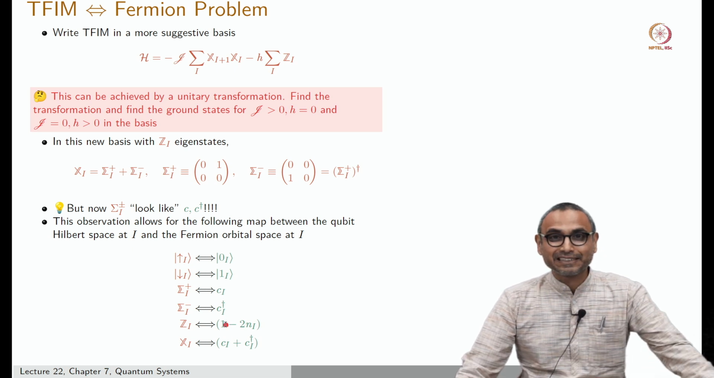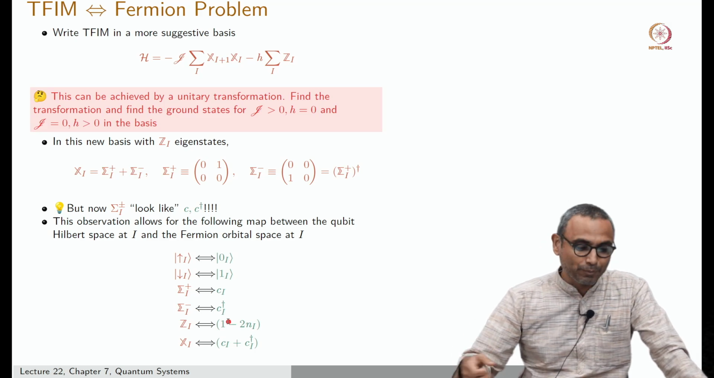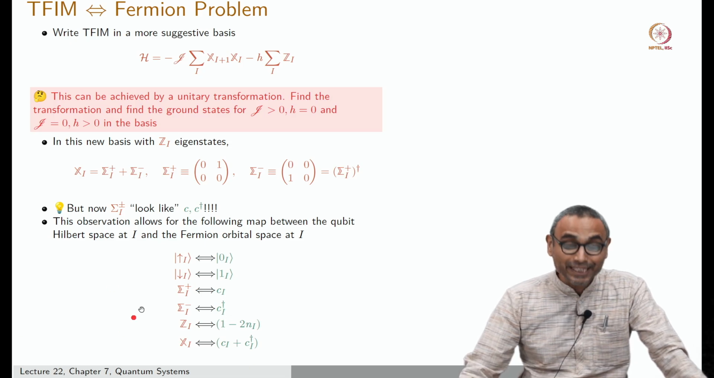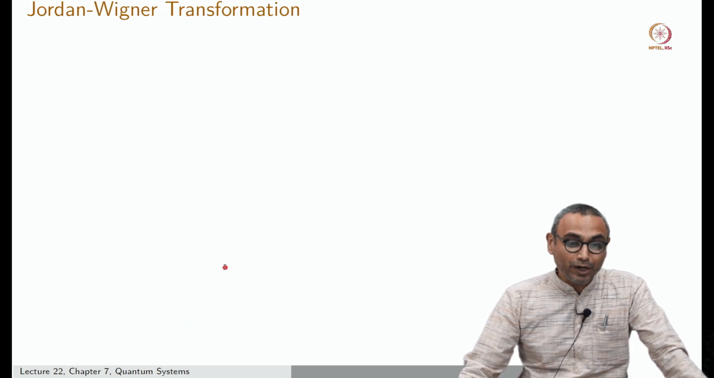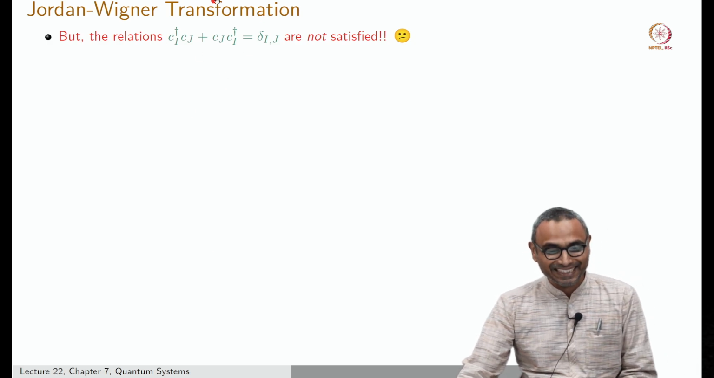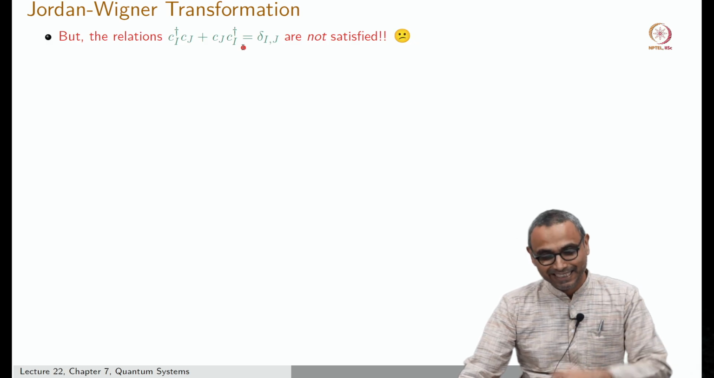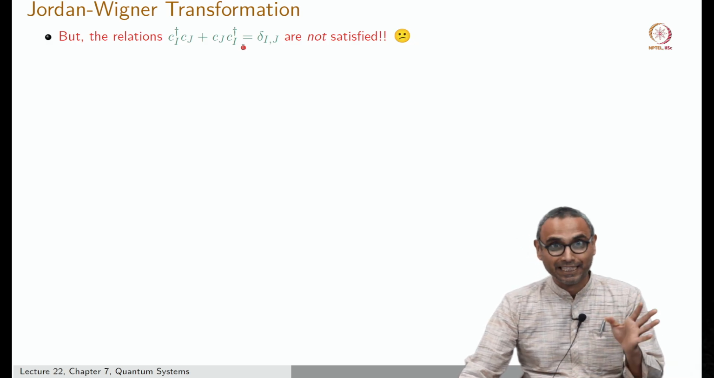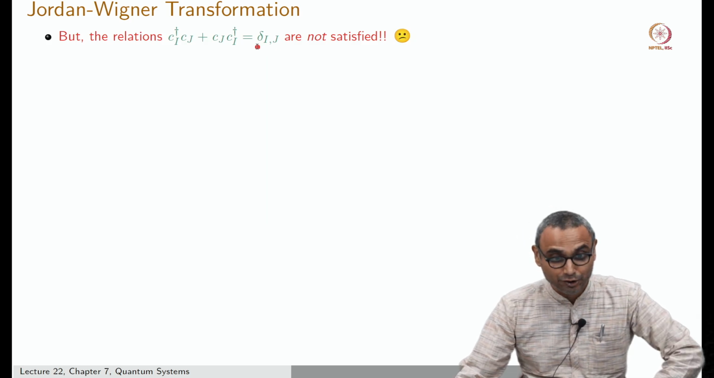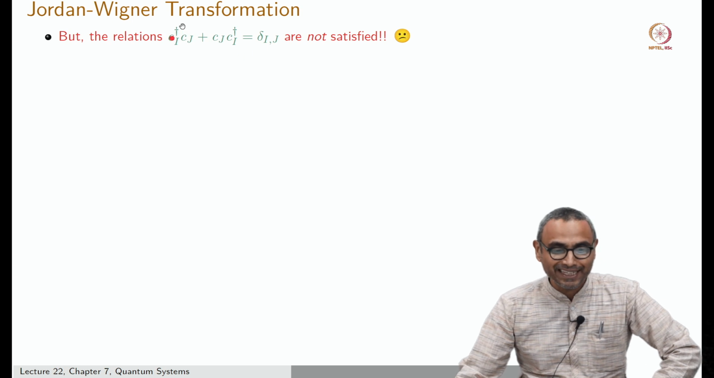So you might think that this is fantastic because we have managed to convert the qubit problem into a fermion problem. But there is an issue. This is not the correct mapping. What is the issue? The issue is that the fermionic anti-commutation relationships, if you wish, are not satisfied. Not only is this not satisfied, the other things are also not satisfied. So this is a problem. How do we deal with this?